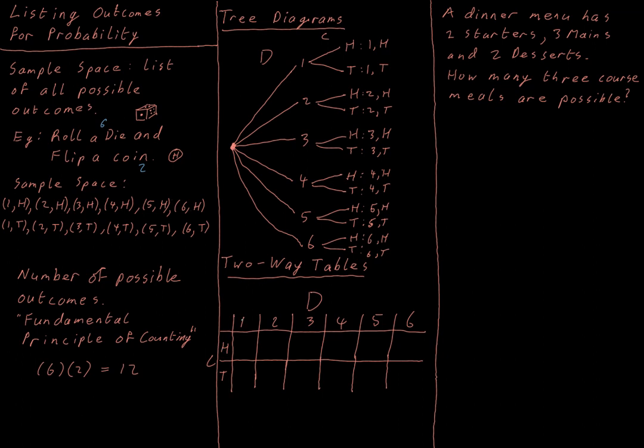So you read this like you would coordinates or a grid on a map. So 1 and a head is what we got here. Here we got a 2 and a head. Here we got a 3 and a head. Keep the order of these the same. So if the die number comes first, always keep it going first. And here we have 4 and a head, 5 and a head, and 6 and a head. Here we have a 6 and a tail, and we fill it in.